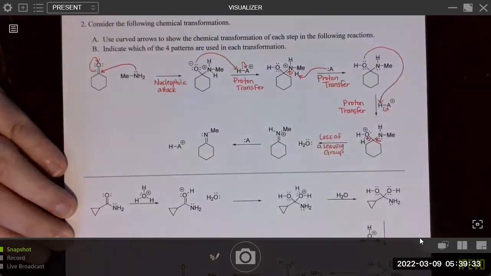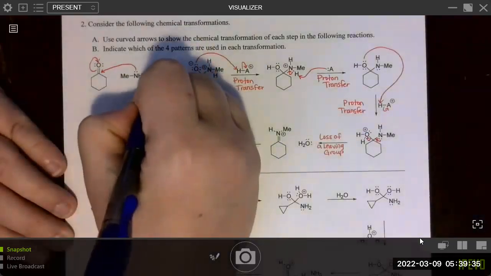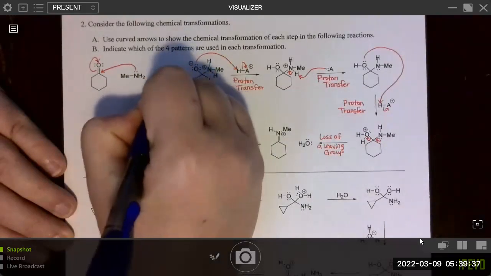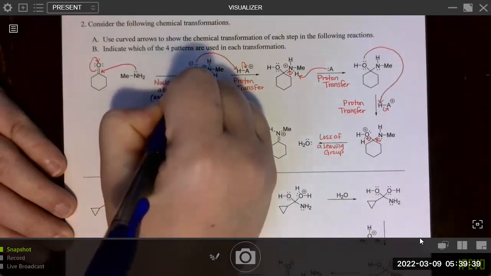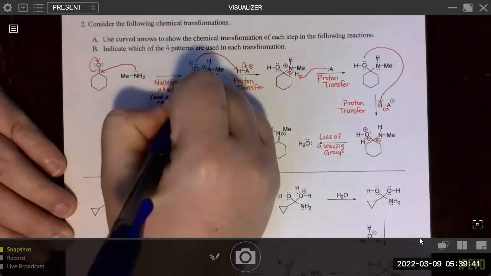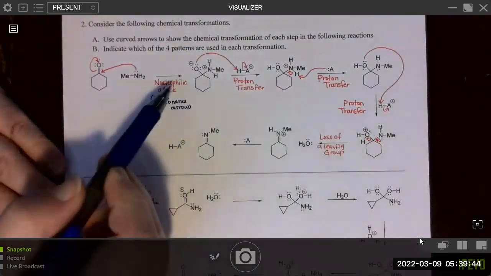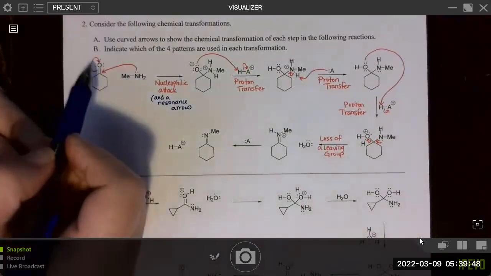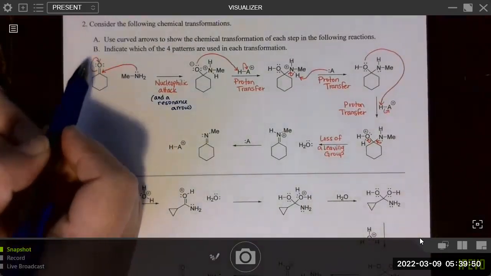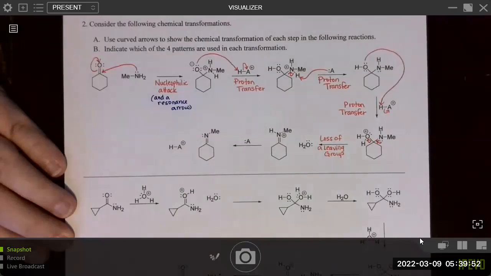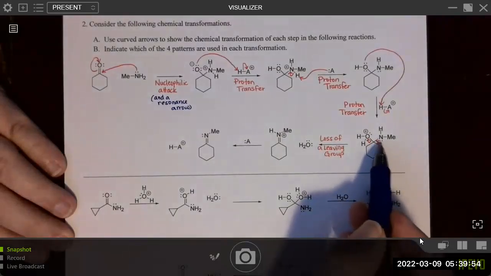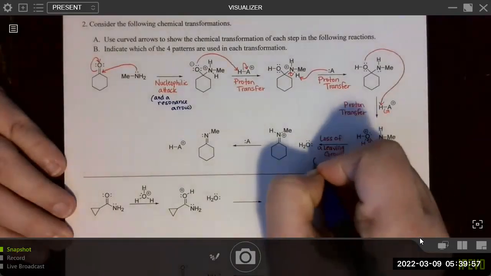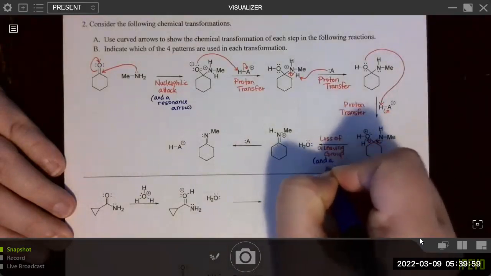And I actually might even write that in for you. I'm just going to write "and a resonance arrow," just so it's really clear. You don't have to write that if you're just asked for one of the patterns, just for your learning process. I want to make sure you understand that this arrow is the resonance arrow. And over here, this arrow, right, is a resonance arrow.